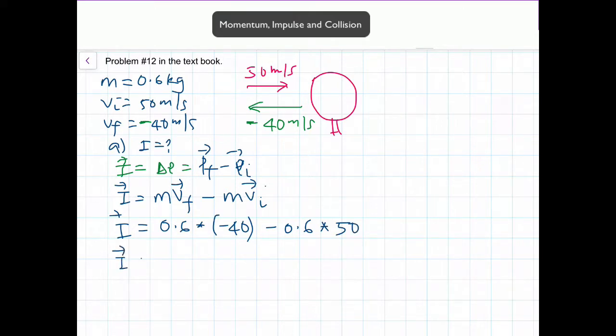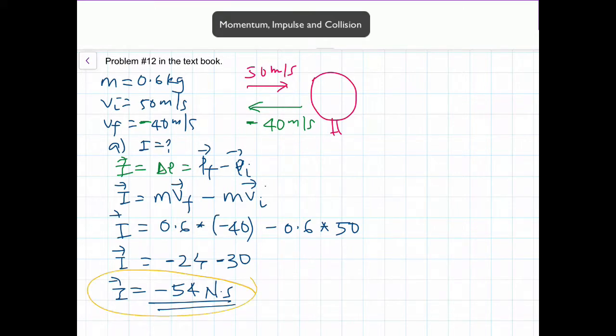Then your impulse is going to be 0.6 times minus 24, minus 30. Then the impulse delivered by the player is going to be minus 54 newton seconds. So don't get alarmed. What is that negative impulse? What it tells you is the direction of the impulse delivered to the ball. The impulse was delivered in this direction, which is the negative direction. That's the only reason you have a negative impulse.